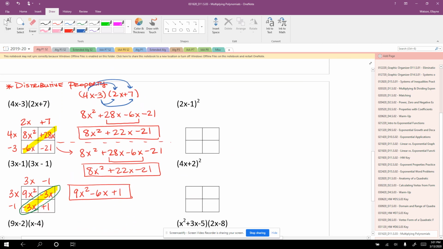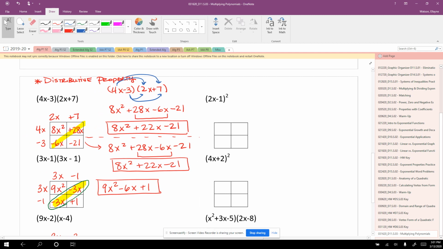Okay, so this one looks different. This one says parentheses 2x minus 1 parentheses squared. So let's remember back to exponents when we're just doing regular exponents. Anything squared means you're multiplying it by itself. So really what this means is 2x minus 1 times 2x minus 1. Squaring it means you're multiplying it by itself. So you can say this means or equals that.